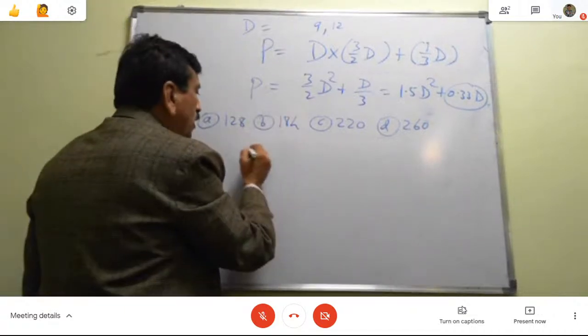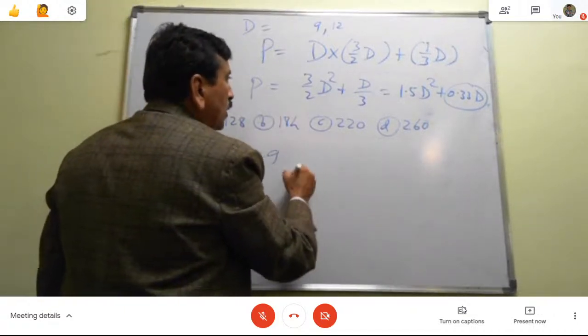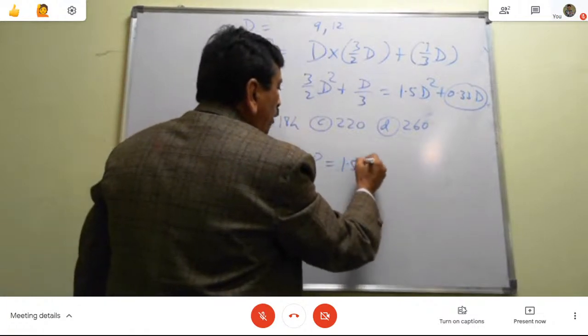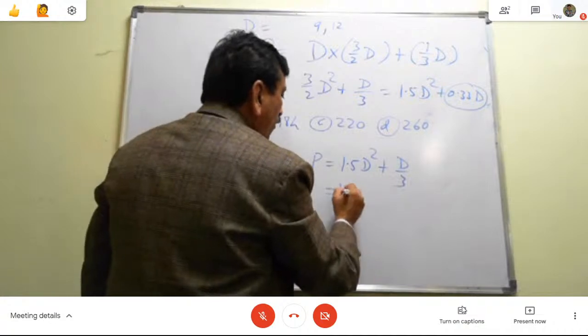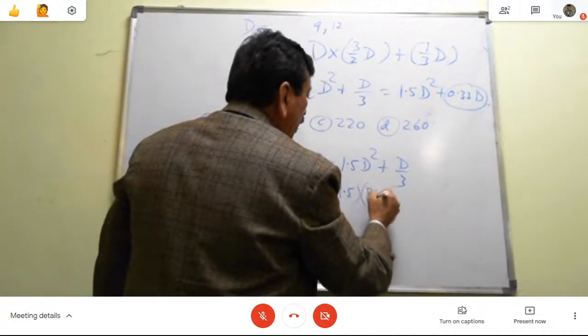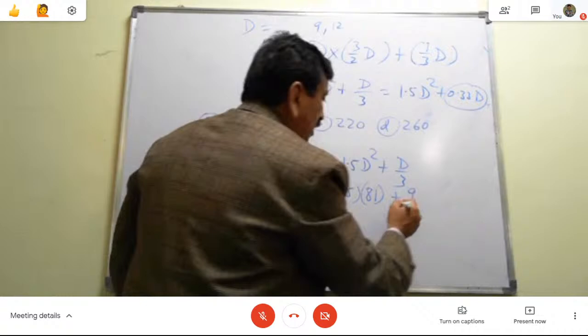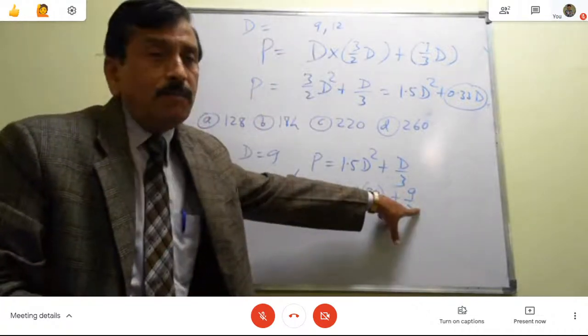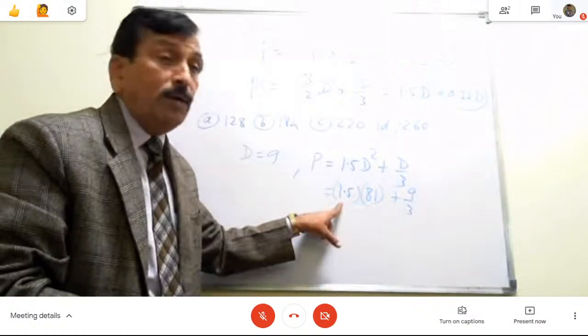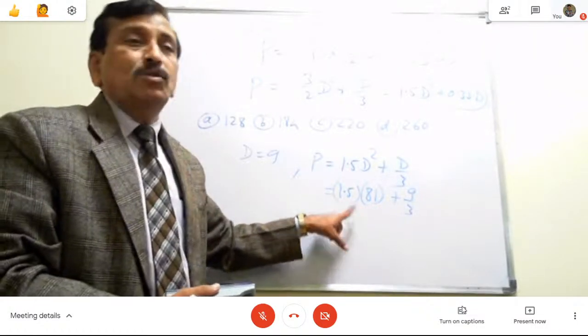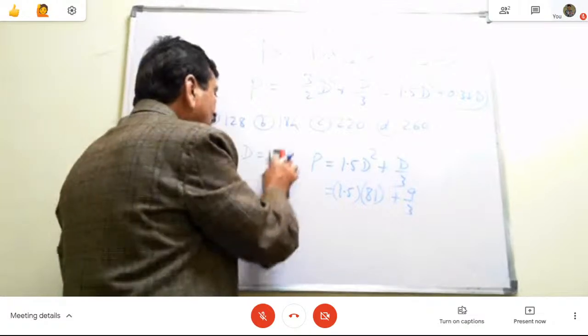The difficulty is, if D is equal to 9, then my P is equal to 1.5 D square plus D by 3. 1.5 into D square, 81, plus 9 by 3. Now 9 by 3 has become a natural number, no issues. But here 81 into 1.5 will become a fraction. So this is not allowed. So D cannot be 9.